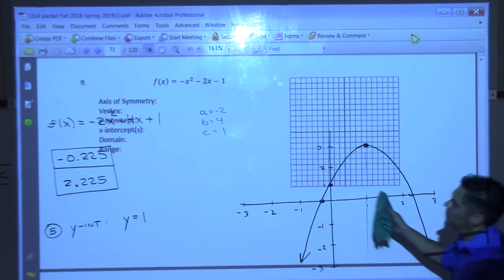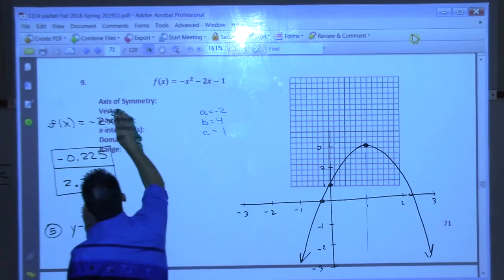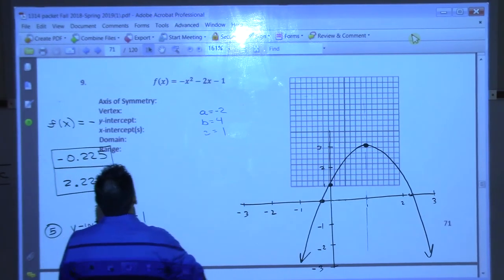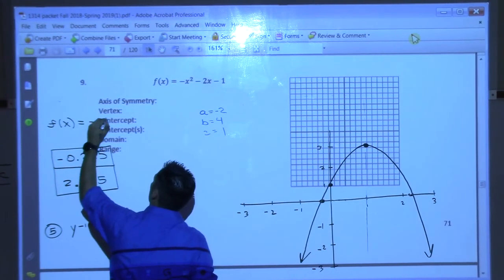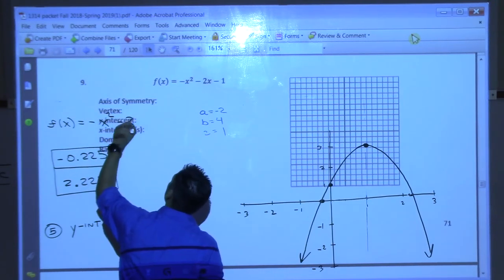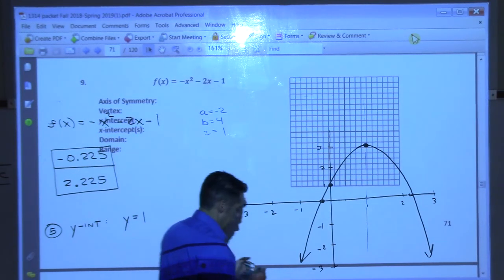Let's do this one. F of x is -x squared minus 2x minus 1.